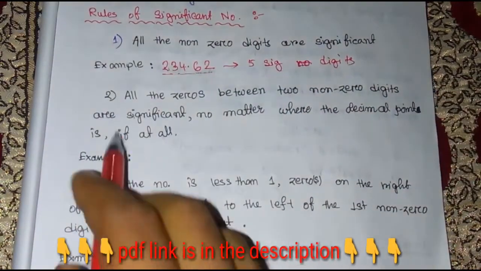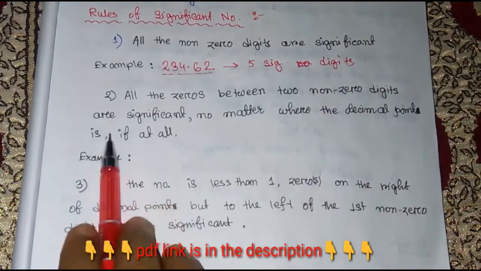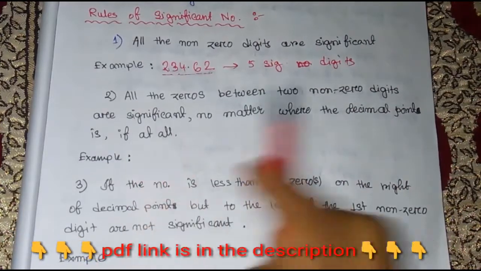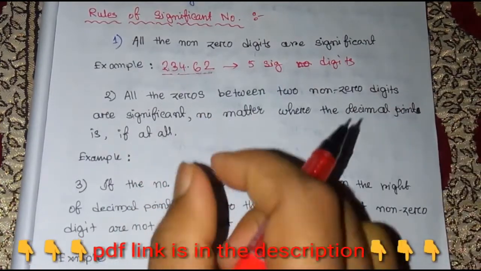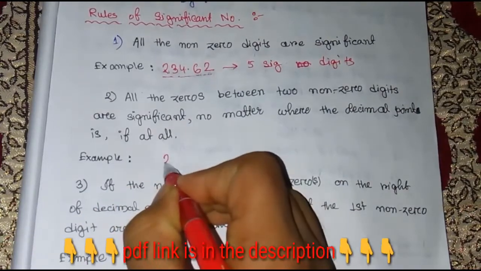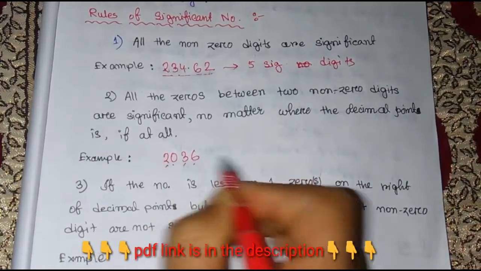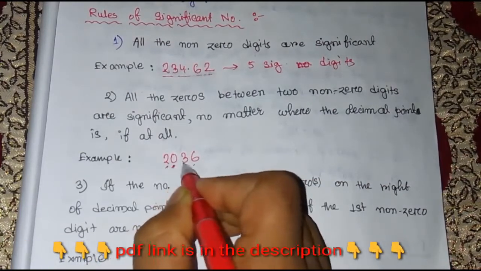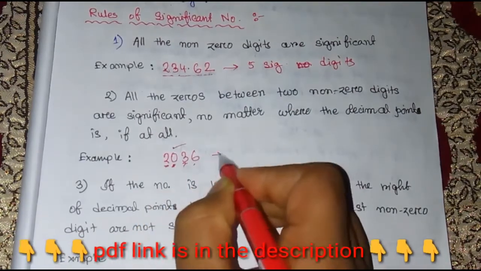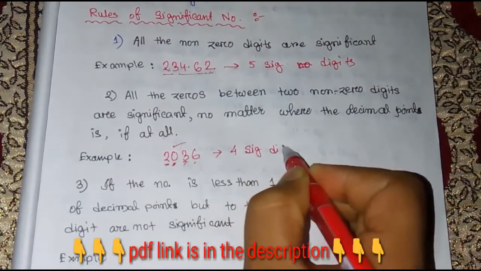Understood? Let's see the second rule. All the zeros between two non-zero digits are significant, no matter where the decimal point is, if at all. That means a zero which is in between two non-zero digits is significant. Let's say an example, suppose 2036. Here the non-zero digits are significant, and this zero which is in between two non-zero digits is also significant. So here there are 4 significant digits.